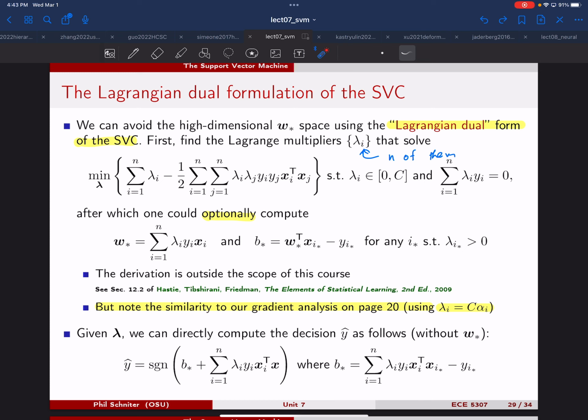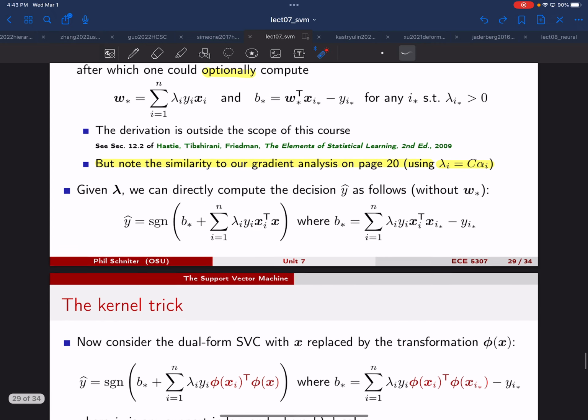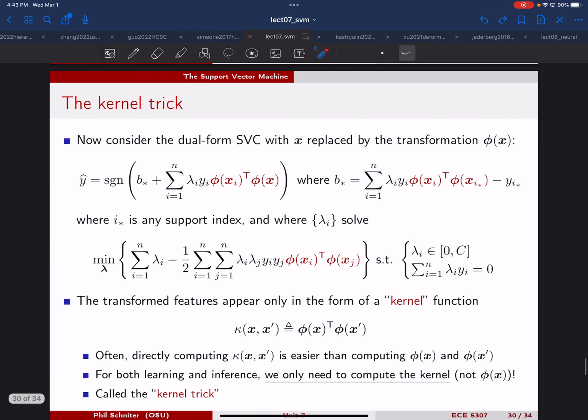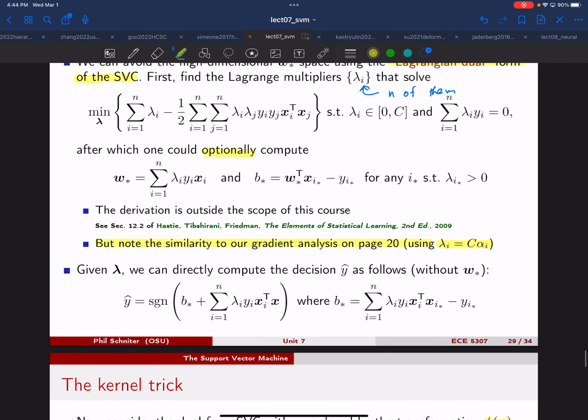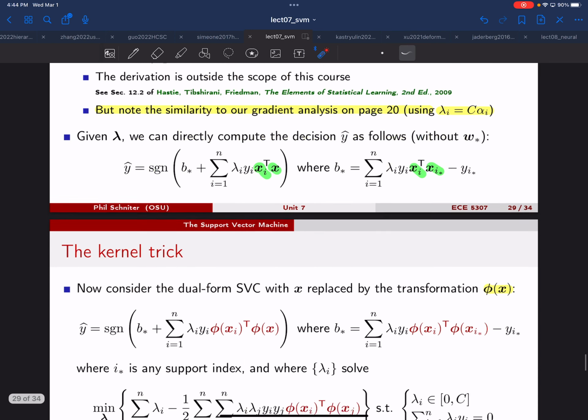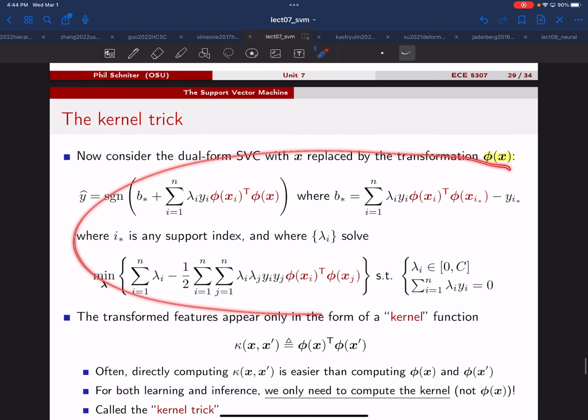Okay, so that's essentially the first part of this. So there's this slightly different approach. And now, let's combine that approach with this transformation phi of x. To use that approach, all we're going to do is wherever we see xi or xj, we're just going to replace that with phi xi, phi xj, phi xi, phi x, and so on. Okay. And that gives us these equations.